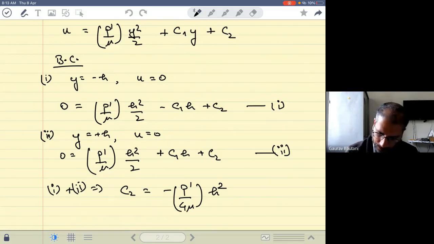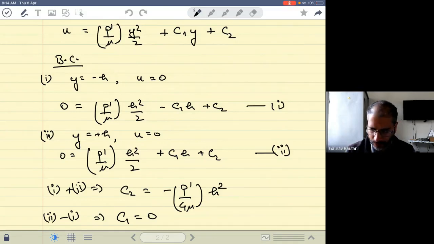Okay. And then I can subtract 1 from 2. So that gets rid of the h square term. So that's the same. And that gives me c1 is equal to 0. Okay. Because we get twice c1 h is equal to 0. That means c1 is equal to 0. Okay, so these are the two constants of integration.